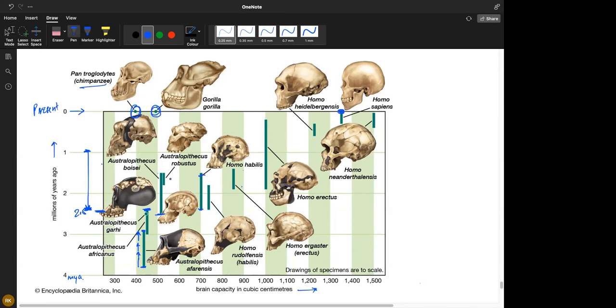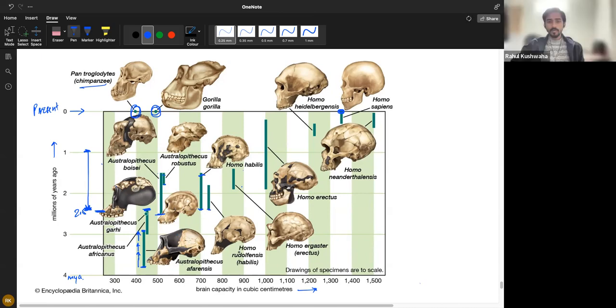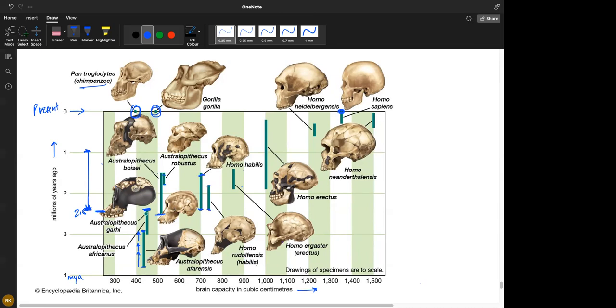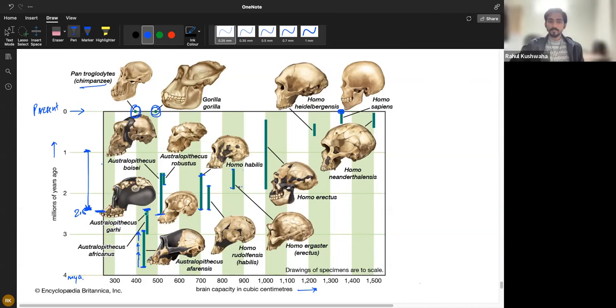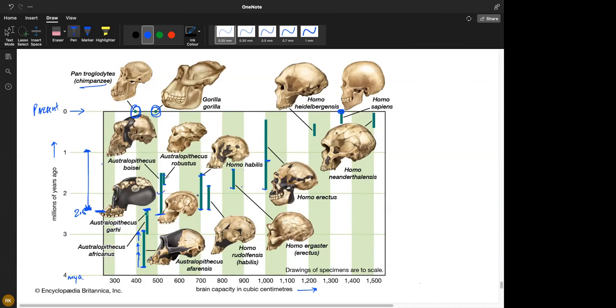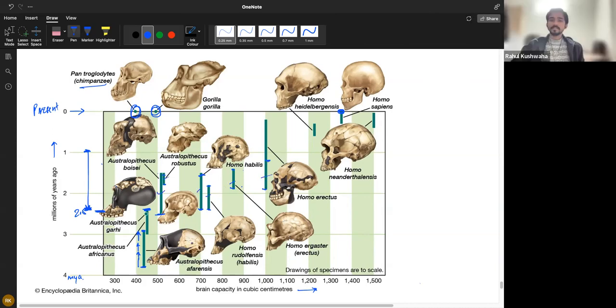We also find Australopithecus robustus fossils. We also find Homo rudolfensis, which is another Homo habilis. We also find Homo ergaster, which is called Homo erectus now. And we also find the true Homo erectus during this time, right? So 1, 2, 3, 4, 5, and 6 Homo species used to share the planet at one point of time.